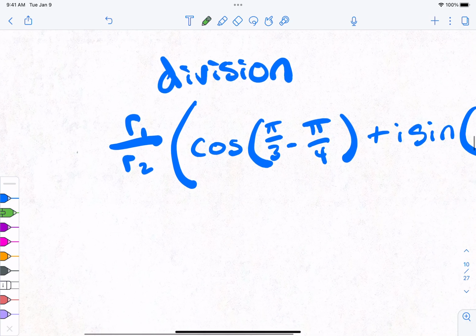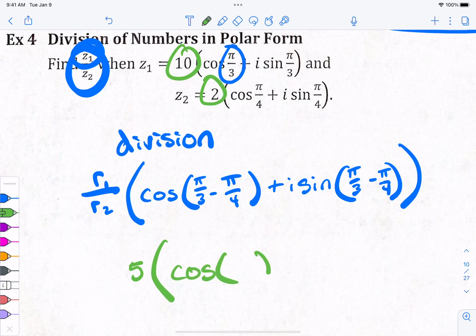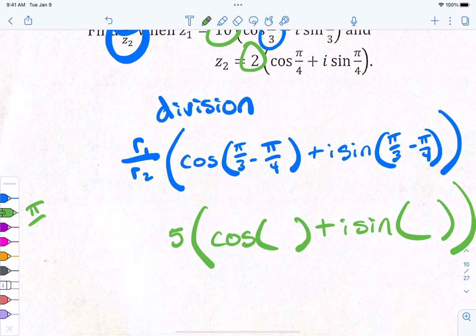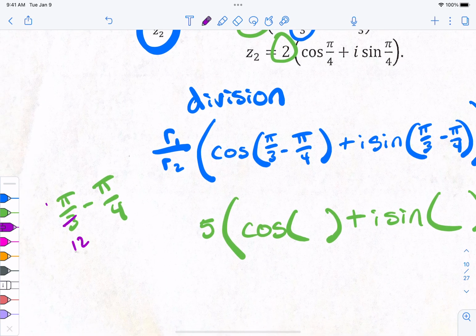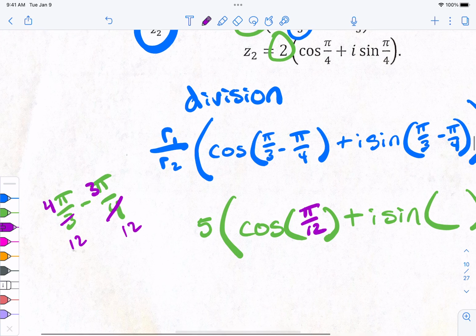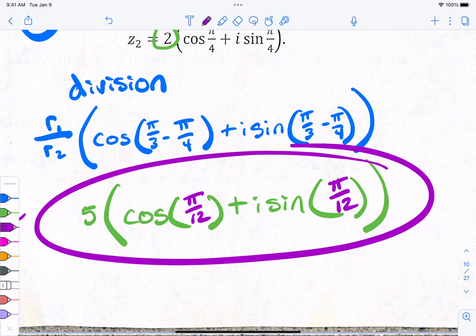So what's my R1 divided by R2? What's the number out front? 5, right? 10 divided by 2 is 5. Okay, and then I have cosine of theta plus i sine of theta. We're going to do pi over 3 minus pi over 4. I need a common denominator, 12. So this would be 4 pi over 12 minus 3 pi over 12, which would just be 1 pi over 12. So pi over 12 goes here, and pi over 12 goes here. And that is the result that I get when I am dividing those two vectors in polar form, right? I'm taking those two and dividing them. Multiplication, division. Questions about that?